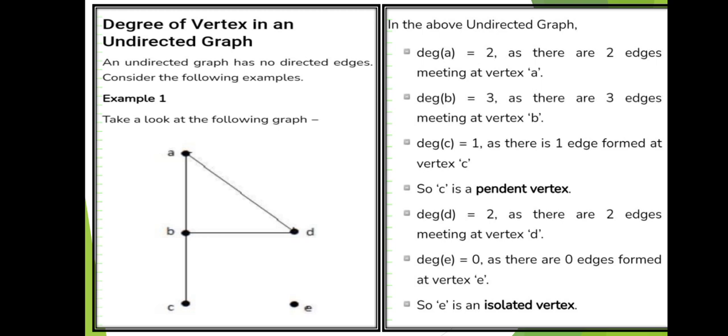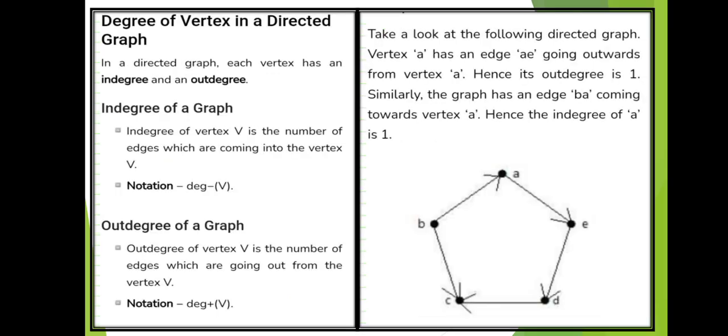So what is an isolated vertex? Any vertex which has a degree of 0 is called an isolated vertex. Now, degree of a vertex in a directed graph.